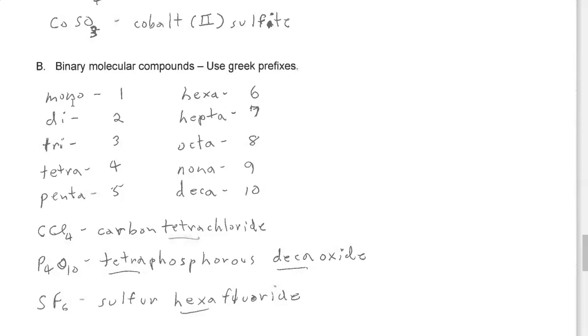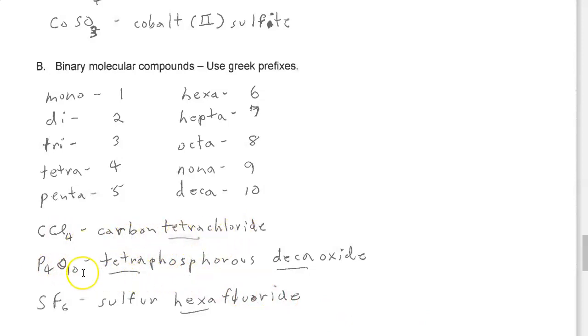All right? Okay. Well, the way this works is pretty simple. You use a prefix to say how many of the first element, plus a prefix for the second element, take off the ending, slap on an "-ide" again. Why, I don't know. I didn't write the rules, I just report them. So, name that compound. I've got CCl4. Well, that's a carbon. That's a chlorine. How many chlorines do I have? Well, I have 4. So this is carbon tetrachloride.